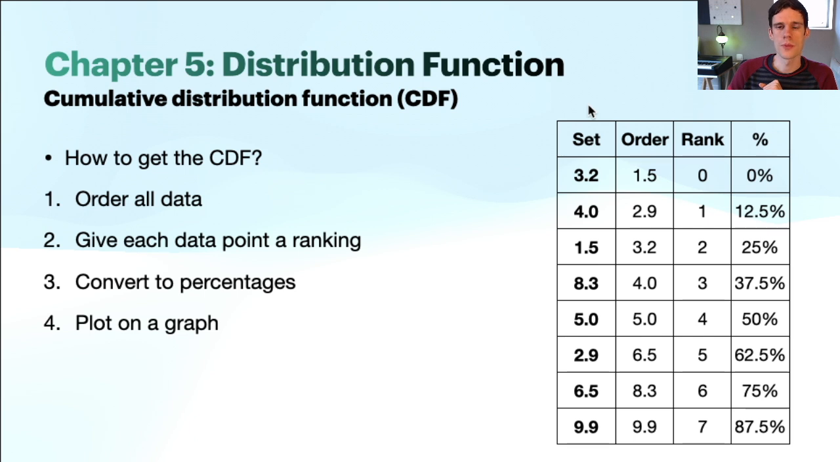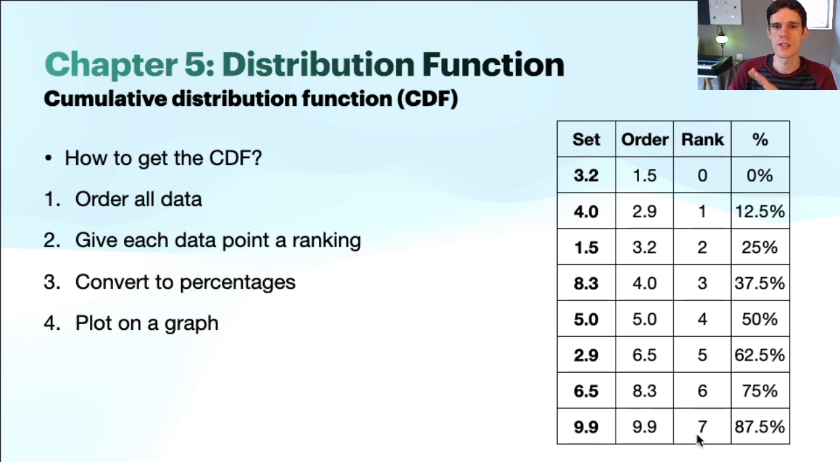Then the first step that we need to do is to order our data points from small to large. And that's what's being done in the second column. We see that we go from 1.5, 2.9, all the way ever increasing to 9.9. Then the second step is to give each data point in our ordered set of data points a ranking, a number indicating its position in the list. In the third column, we see how this goes. So our first element will be rank 0, the second element will be rank 1, and all the way to the largest number, which we will give rank 7.